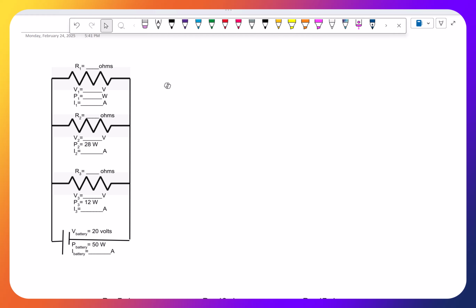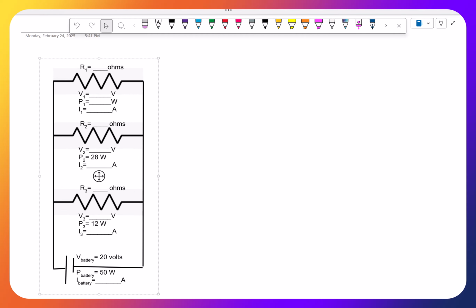Hi, everybody. So these two questions were asked to do as a video solution. So here we go. Here's the first one here. Looks like a parallel circuit. And one thing I know about parallel circuits is that the voltage is all the same.